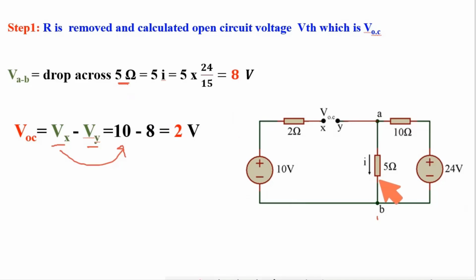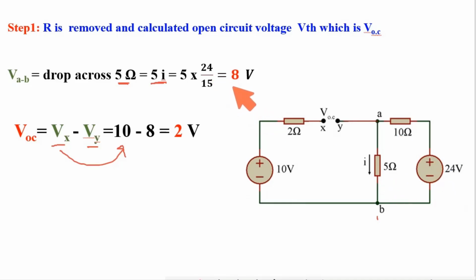So how to calculate that drop across 5 ohm? That will be this 5 multiplied by this current. Now what is this current? This current will flow due to this source through this path. So this I will be 24 divided by 10 plus 5.